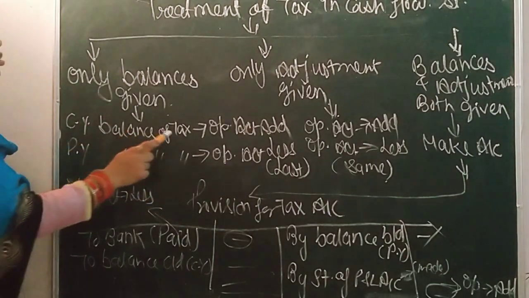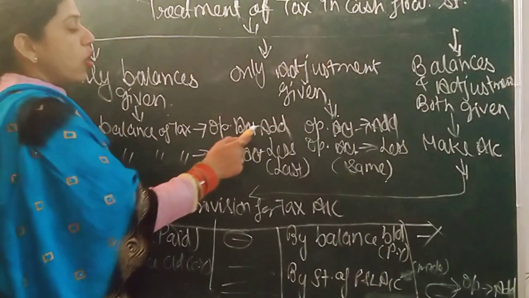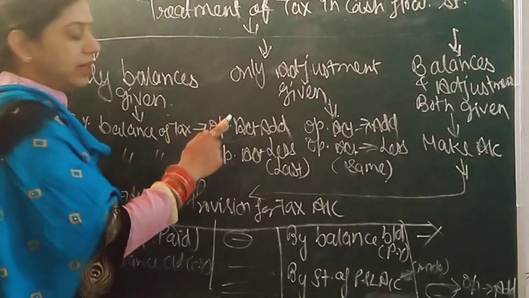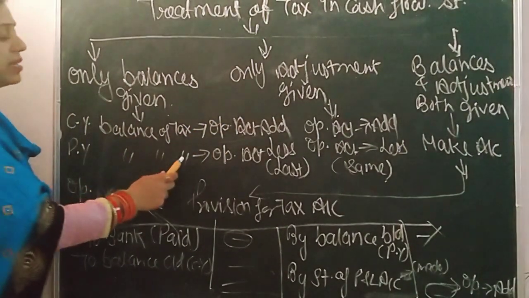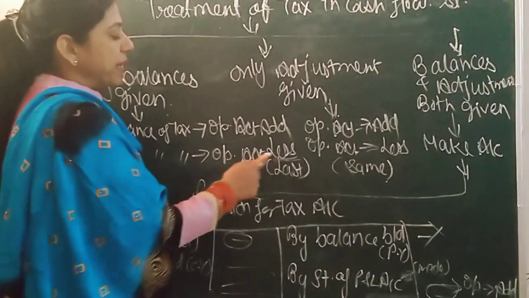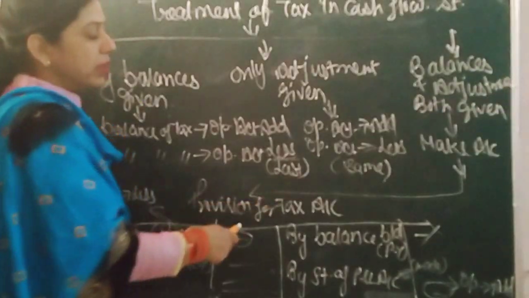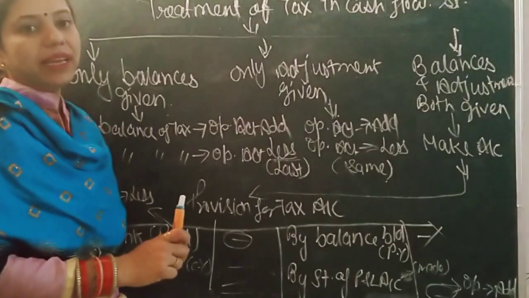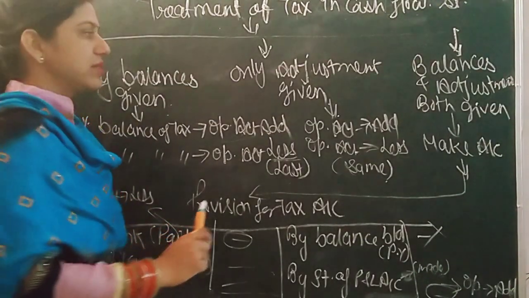So the current year balance of tax should be added in operating activity at the starting, and the previous year balance of tax should be deducted from operating activity at last. Because as we know, in operating activity we have to deduct tax.